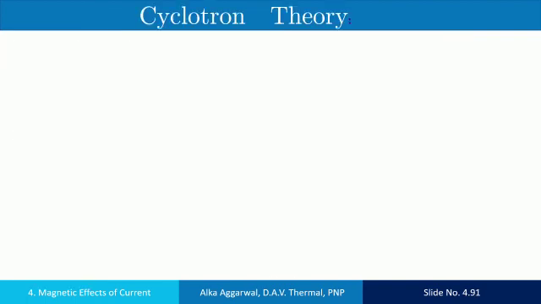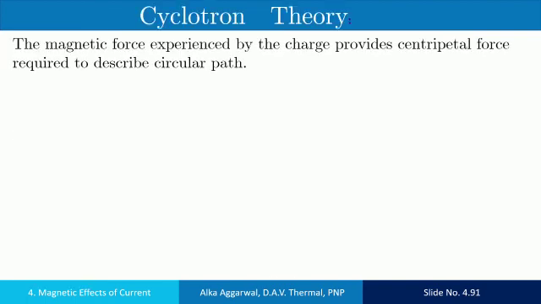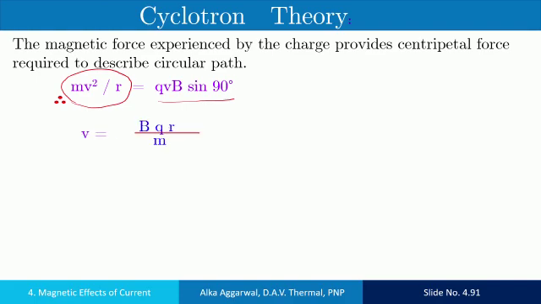Now, the theory. The magnetic force experienced by the charged particle provides the centripetal force to the particle. You know the centripetal force is given by mv squared upon r, and it is equal to the magnetic force. So the velocity of the particle is v = bqr upon m, and if we look for the radius, then the radius is r = mv upon bq.